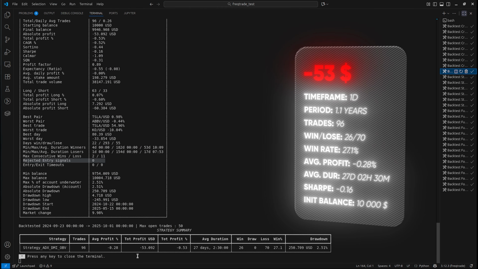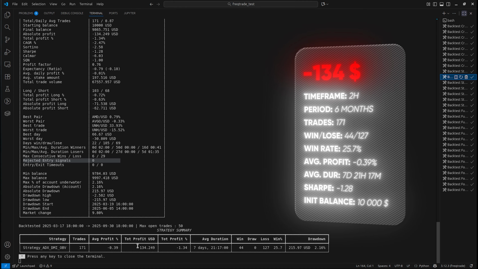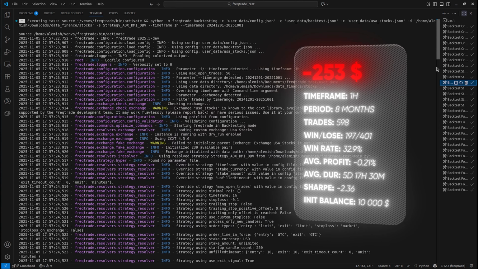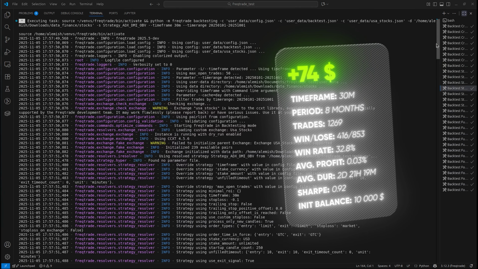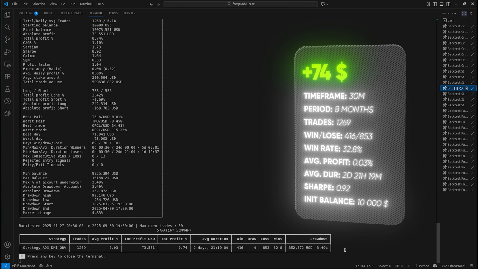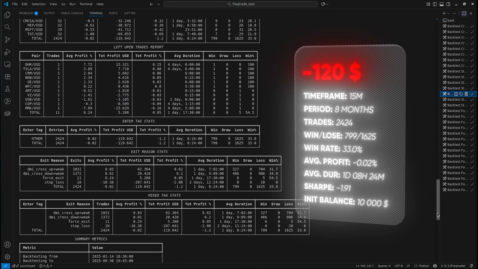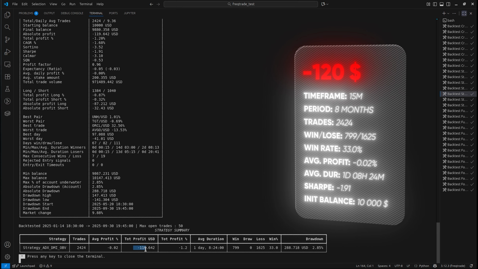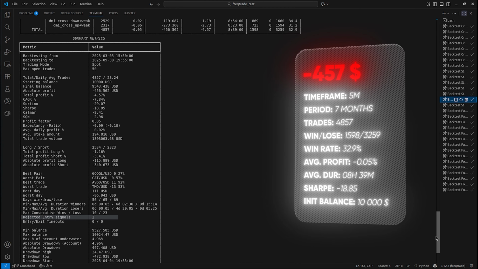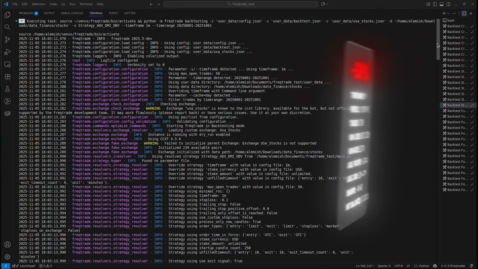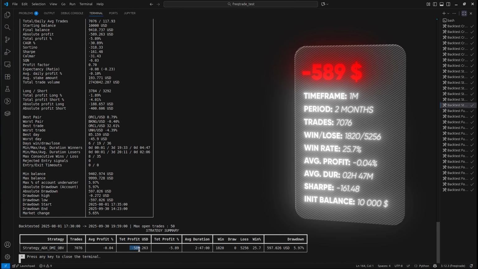And we've lost $53. 2 hours time frame. We've lost $130. 1 hour. And we've lost $250. 30 minutes. And we've made $73. 15 minutes. And we've lost about $120. 5 minutes. And we've lost $450. And 1 minute. This time we've lost $589.